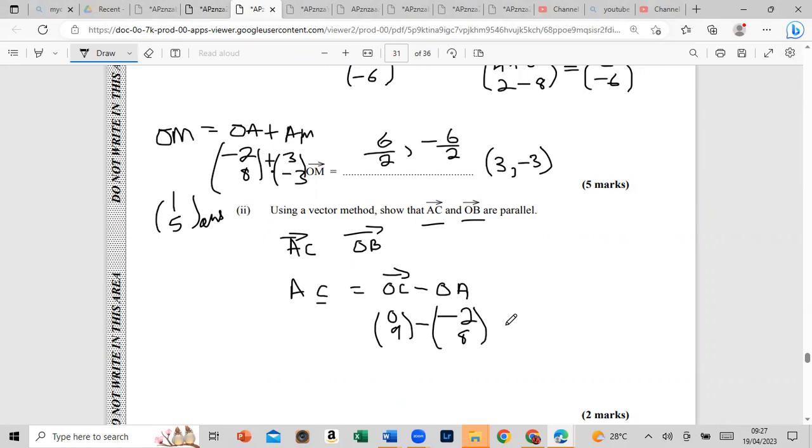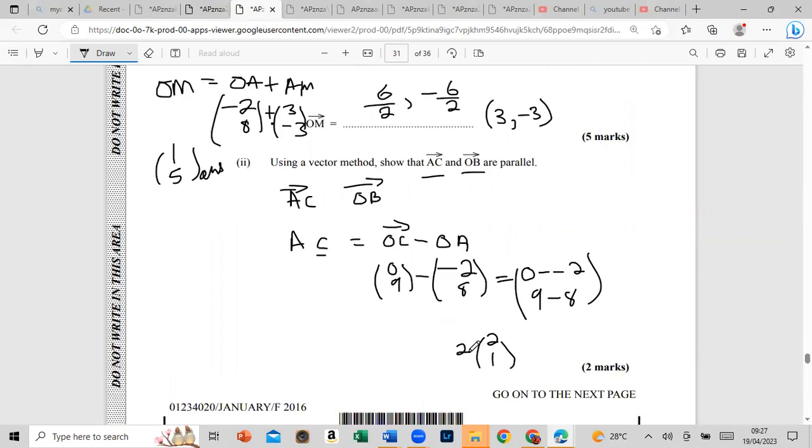Alright, so it's going to be 0 minus negative 2 and 9 minus 8. This is going to give us 2 and 1. And remember that OB was what? 4, 2. So yeah, we can multiply and give us that 4, 2. That means it's parallel. Once there is a multiplication factor, it's parallel. So to prove it, this was the January 2016 paper.